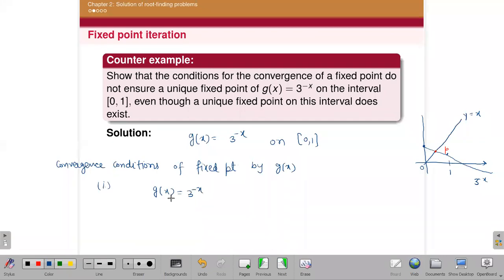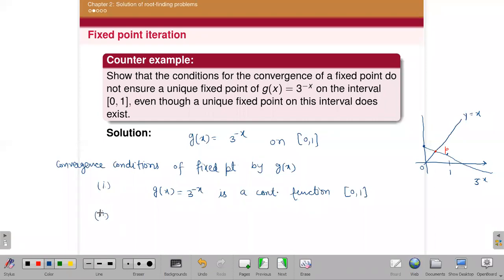Is it a continuous function on [0, 1]? Yes, it is a continuous function, because the interval is finite, and you can see this is the function and it is defined on this [0, 1]. So it is continuous. On the graph also you can see that it is a continuous function.